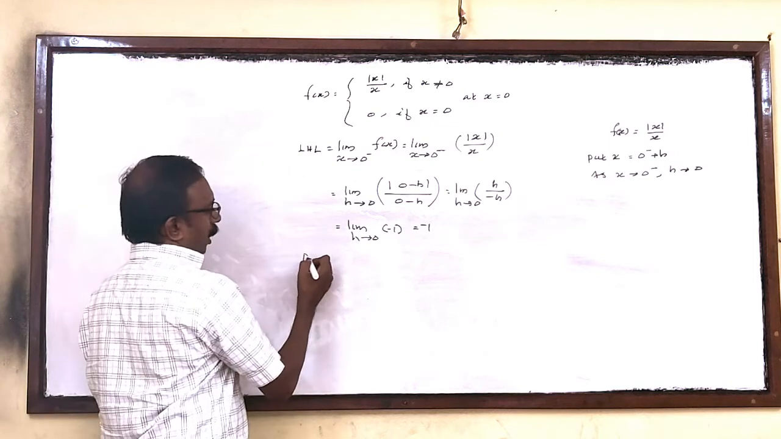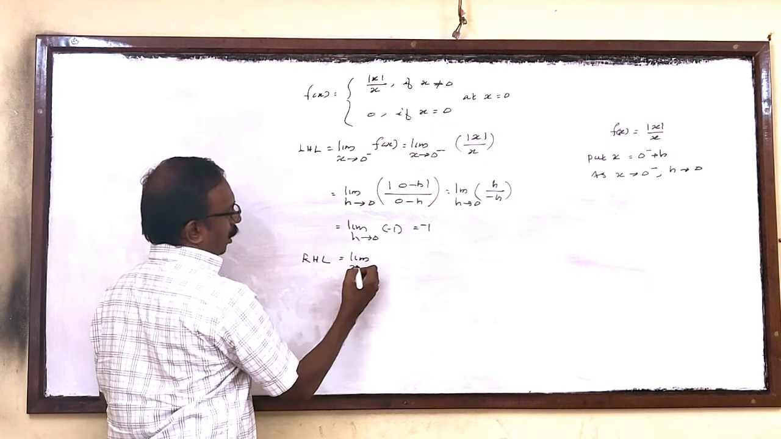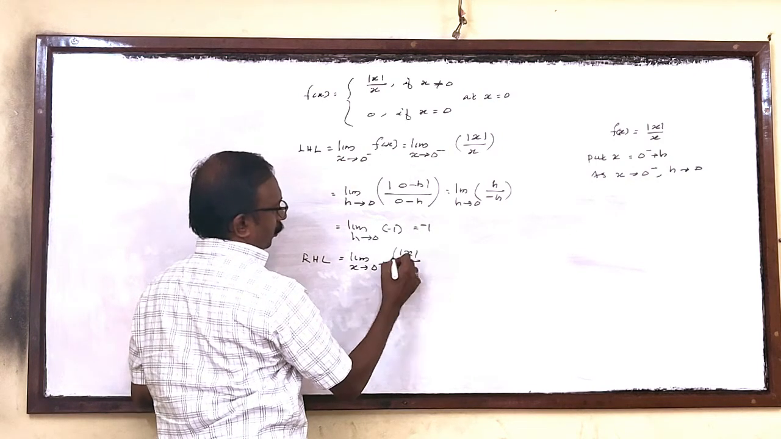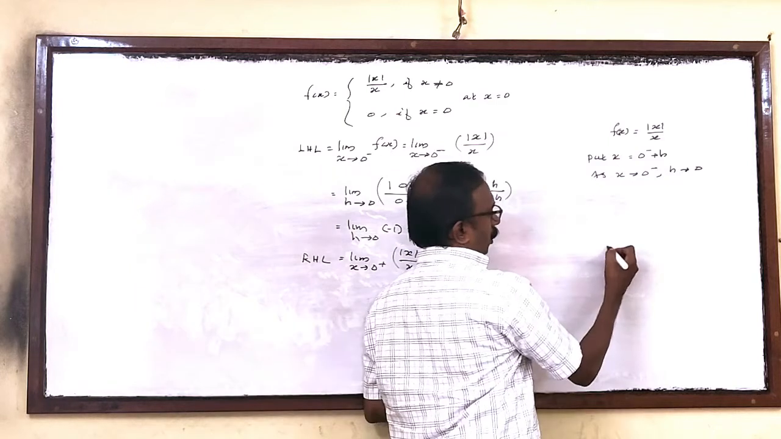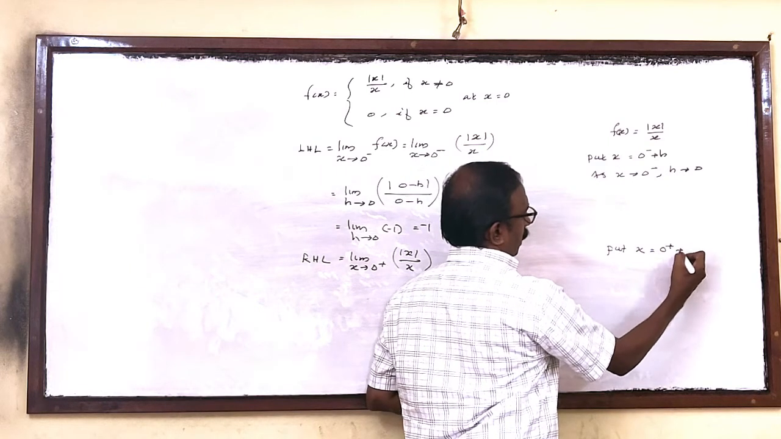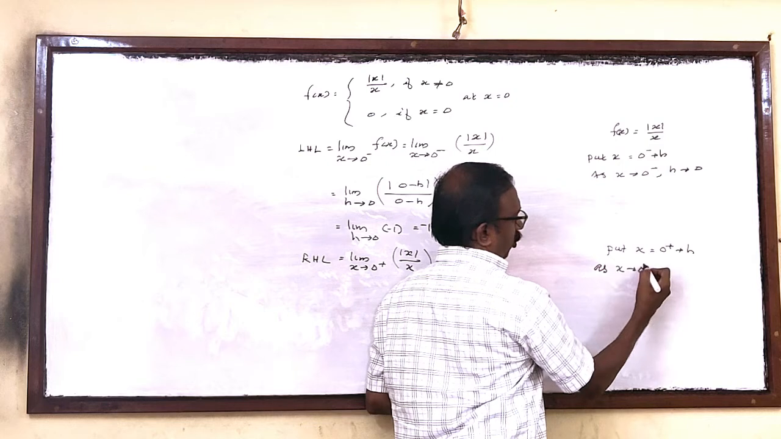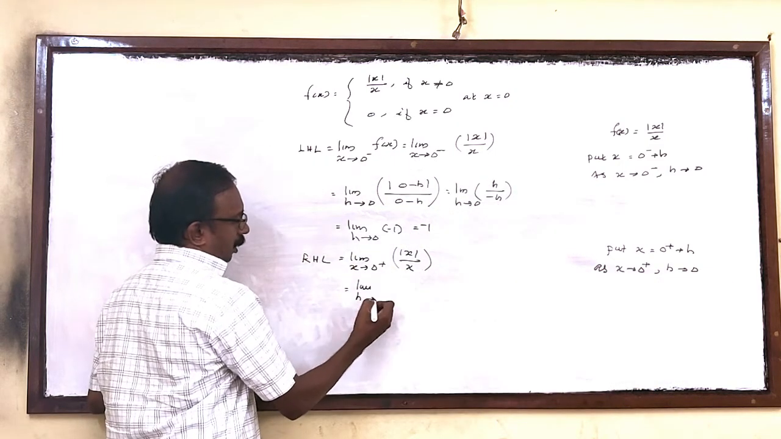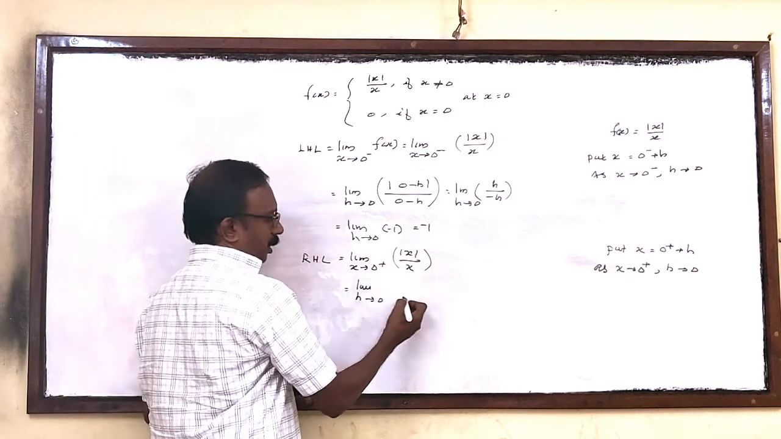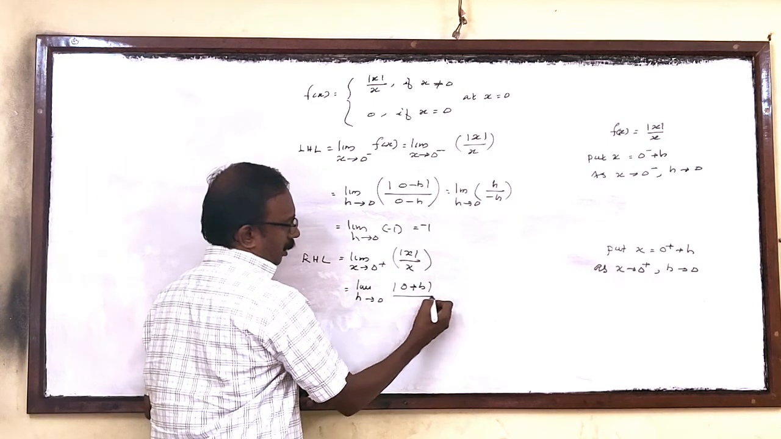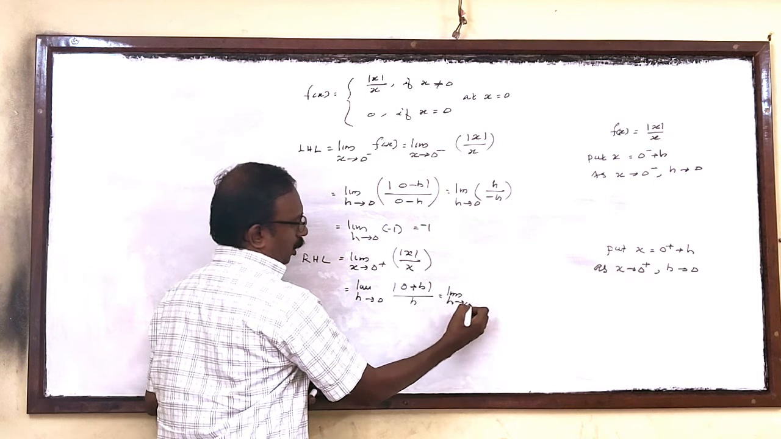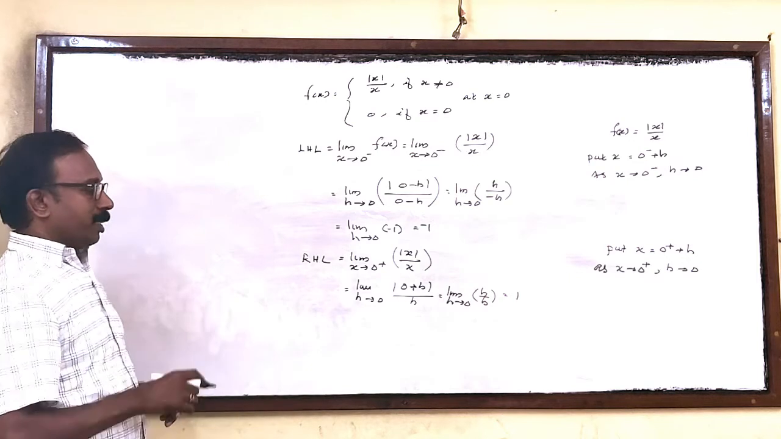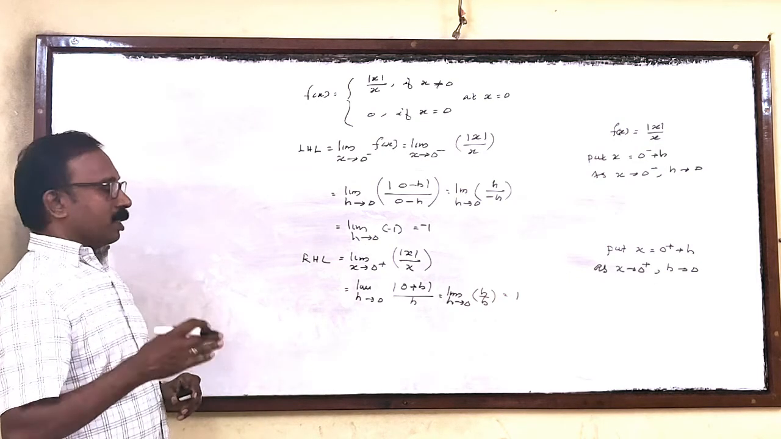Now find RHL. Similarly, limit x tends to 0 plus f of x is the same as modulus x by x. Here x is equal to 0 plus h. As x tends to 0 plus, h tends to 0. Therefore, limit h tends to 0, modulus of 0 plus h by h, that is limit h tends to 0 of h by h, that is 1. Limit of a constant 1 is 1.